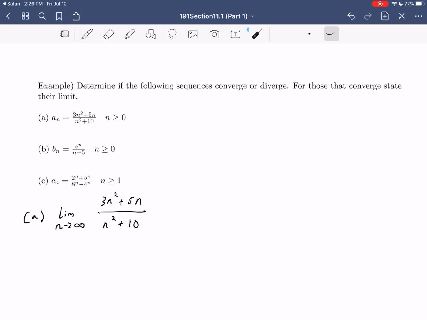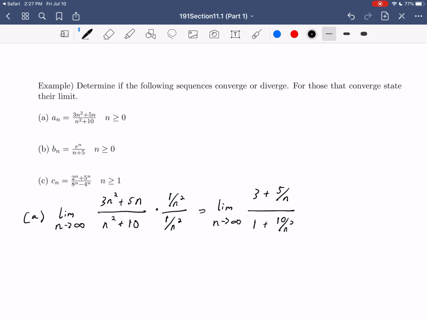This is a standard rational expression. You've got polynomial over polynomial. Remember back from Calc 1, the main strategy for doing this was to locate the highest power in the denominator. So we can simply do an algebraic modification and multiply the top and bottom by 1 over n squared. I'm choosing n squared because it's the largest power in the denominator. When I do that, I get the limit as n goes to infinity of (3 plus 5 over n) over (1 plus 10 over n squared).